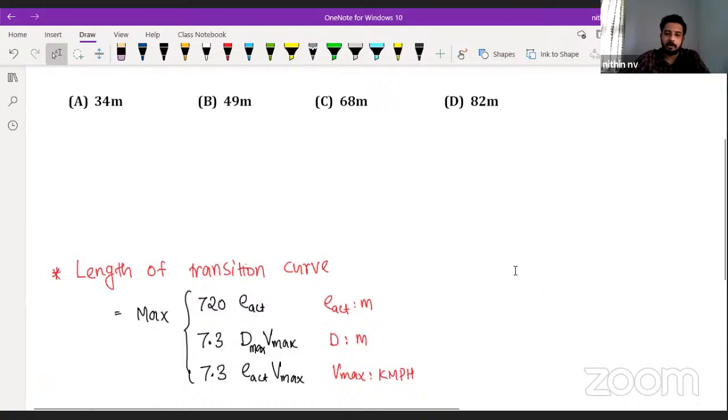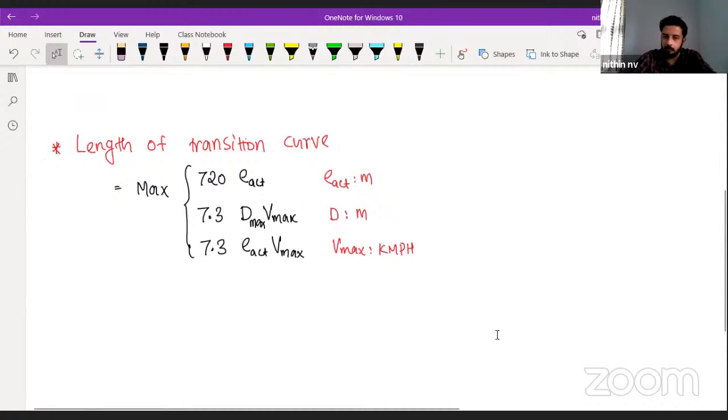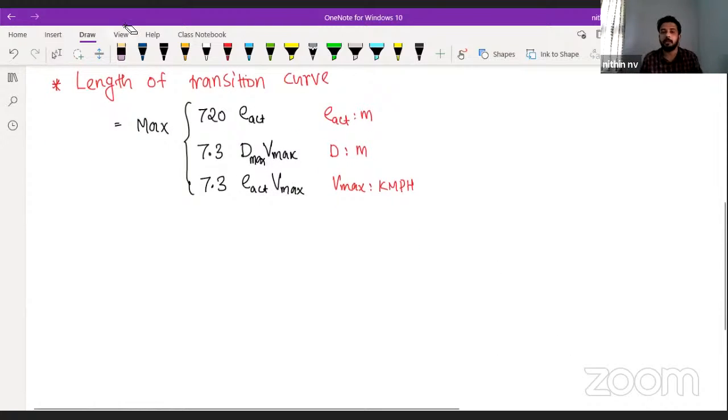So what is our task now? We have to calculate what is E actual. We have to calculate what is D max. We have to check what is V max and all. Now, as I have already mentioned, how to calculate the E actual value? It is nothing but G into V average, the value of speed squared, divided by 127 R.